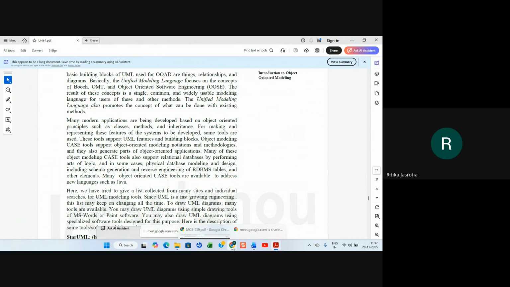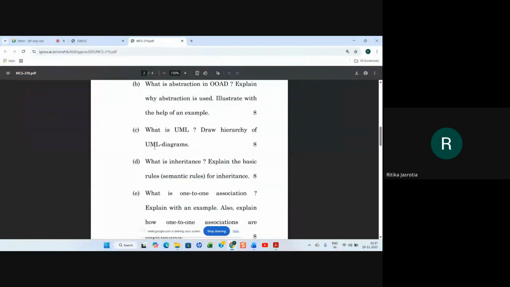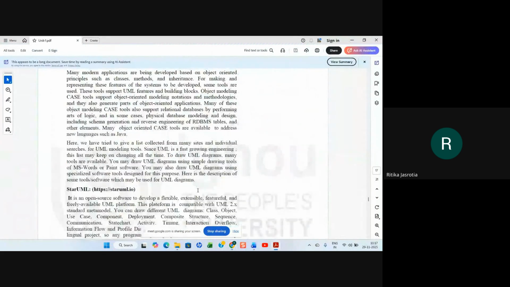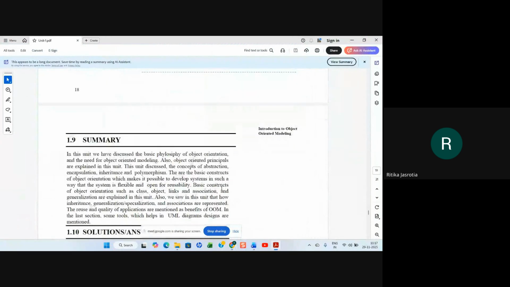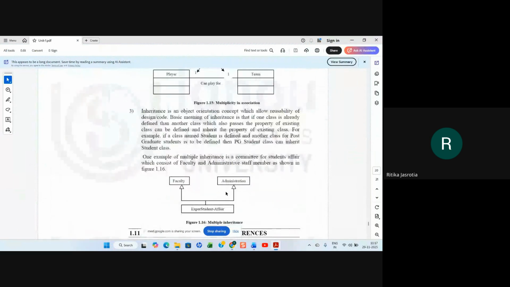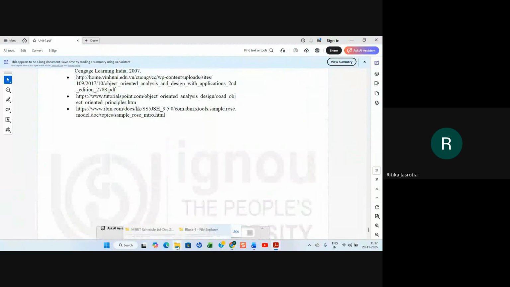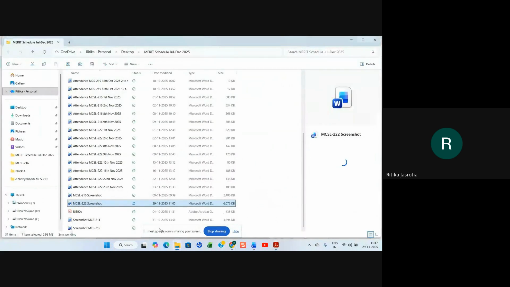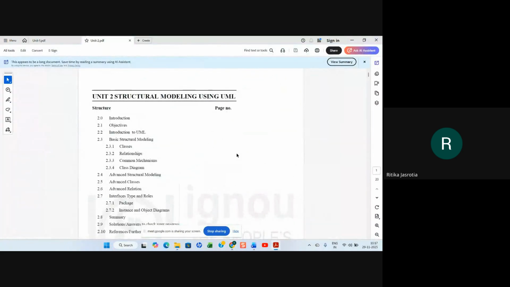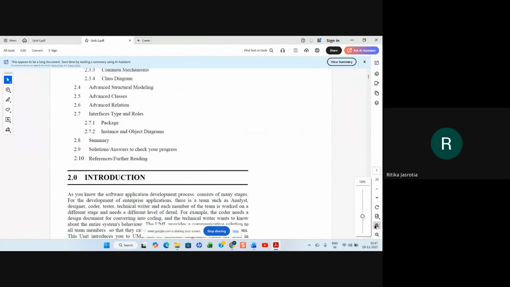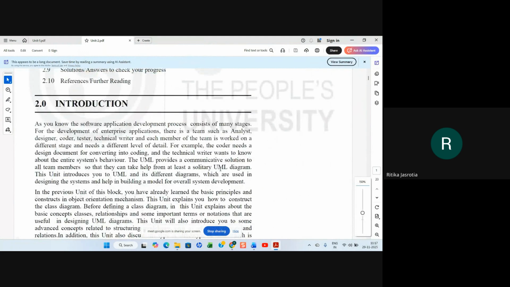What is UML, right? Draw hierarchy diagram of UML. So they are asking. So I'm just going through. So these are the softwares they have given you about the UML. I think this part only has this one. Okay. Then we go to the second unit. Here you will have actual UML definitions and all.